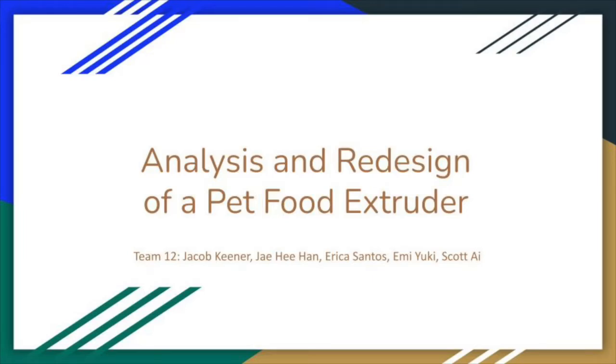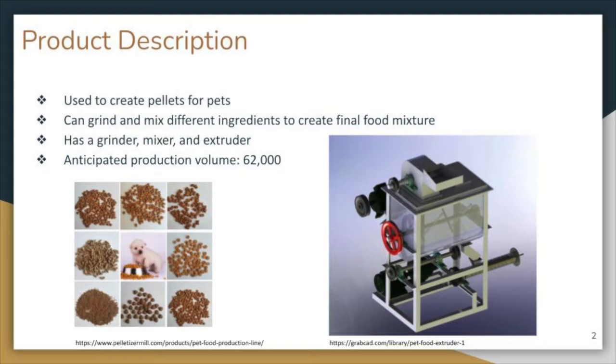My team is Jacob, Jay, Erica, that's me, Emmy, and Scott, and we did an analysis and redesign of a pet food extruder. So our product description, as I mentioned earlier, it's a pet food extruder, and it's used to create pet food pellets for pets. It can grind and mix different ingredients to create a final food mixture. It has a grinder, mixture, and extruder, and the anticipated product volume is 62,000 annual.